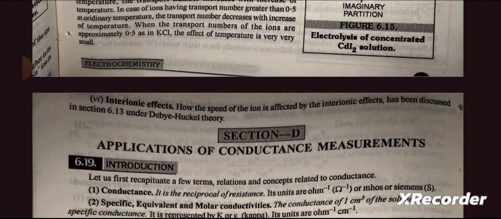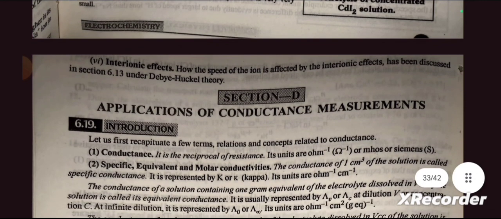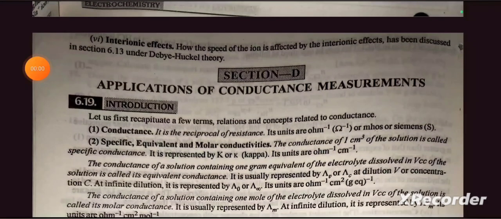Sixth, interionic effects. How the speed of the ions is affected by the interionic effect has been discussed in section 6.13 under Debye-Hückel theory. Section D, application of conductance measurement.